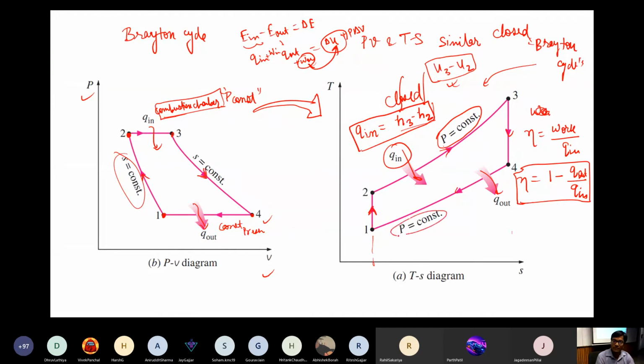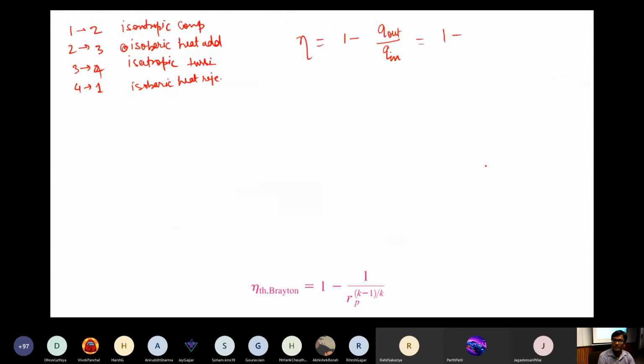Similarly here, the turbine is also doing work while expanding through the turbine, so there is some boundary work happening. Since this is Q out, I'll take a minus sign: minus Q out is equal to H1 minus H2. Q out you can write as H1 minus H4, so the minus sign is absorbed: H4 minus H1. So let's write 1 minus H3 minus H2 divided by H4 minus H1.